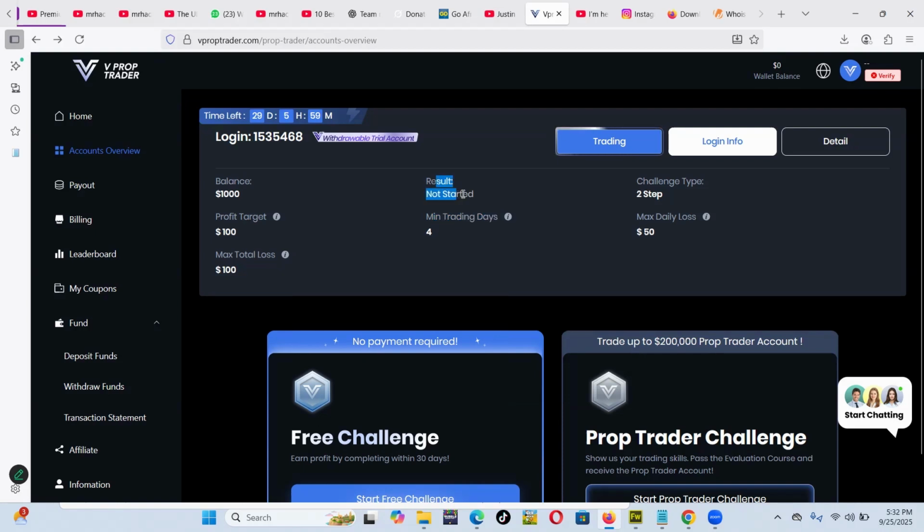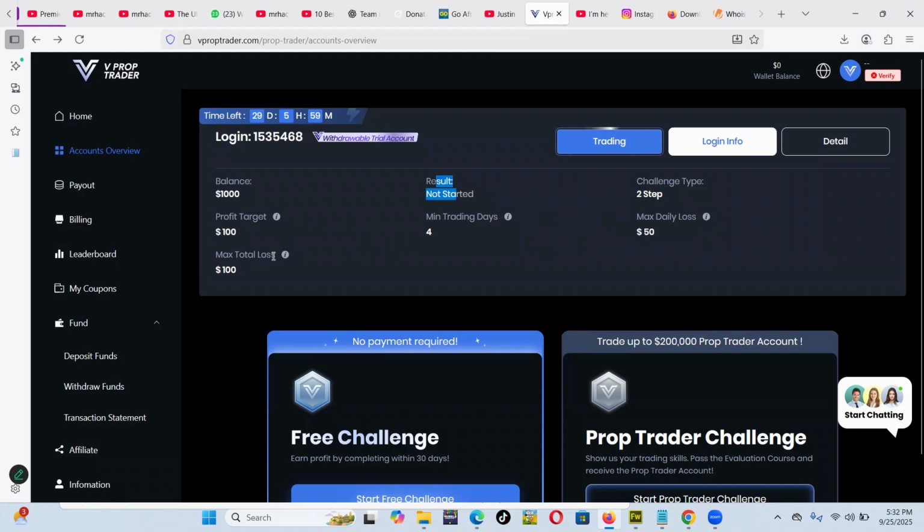Results: if you see "not started," it means I haven't placed any trades in this challenge account. Then I have challenge type 2. This tells you the kind of variation you are in. A 2-step challenge means you have to pass through phases.